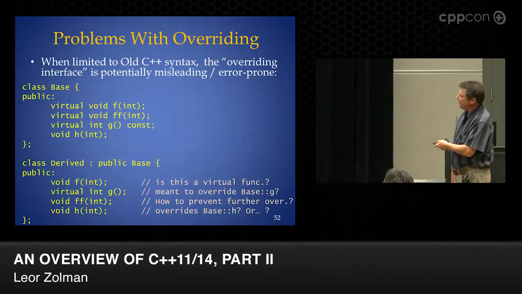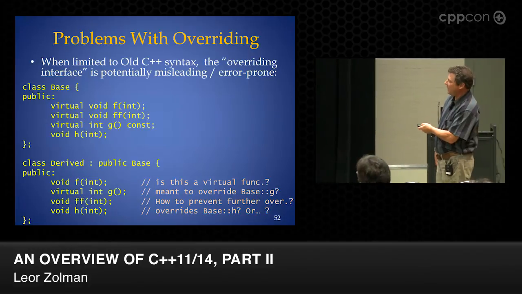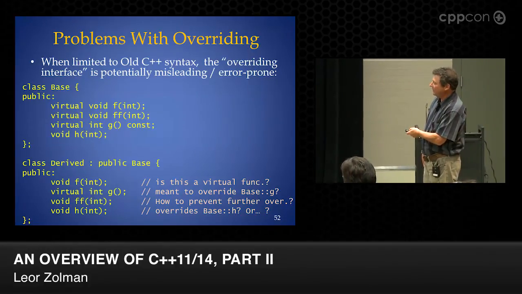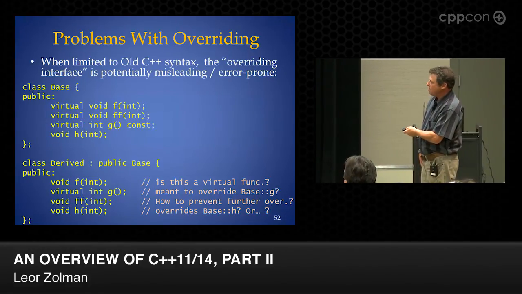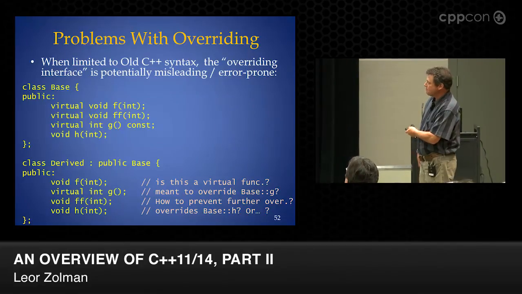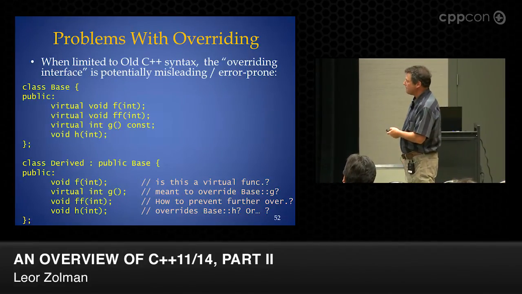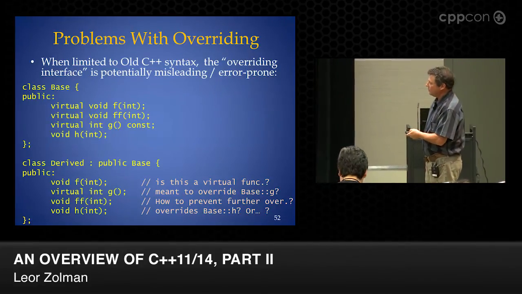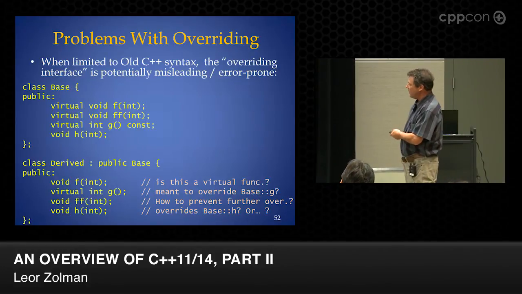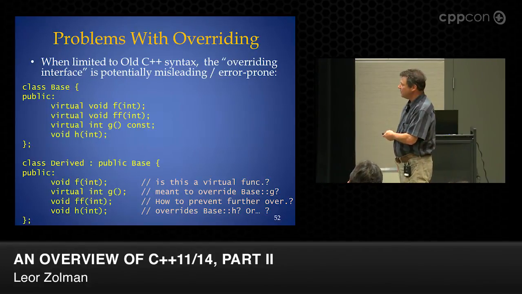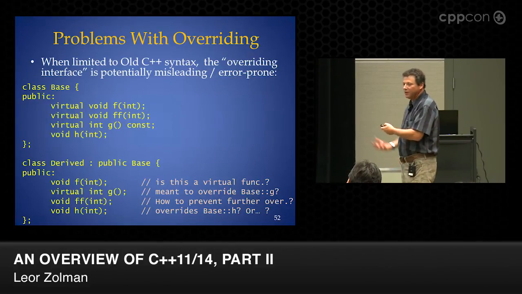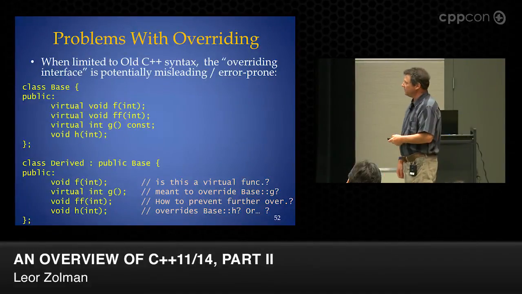How would you prevent a class derived from overriding F? There's no way. And looking at this, does this override base's H? Again, looking at this, we just don't know. So all those questions can be answered by looking at the code up here. It's not like they're a big mystery.